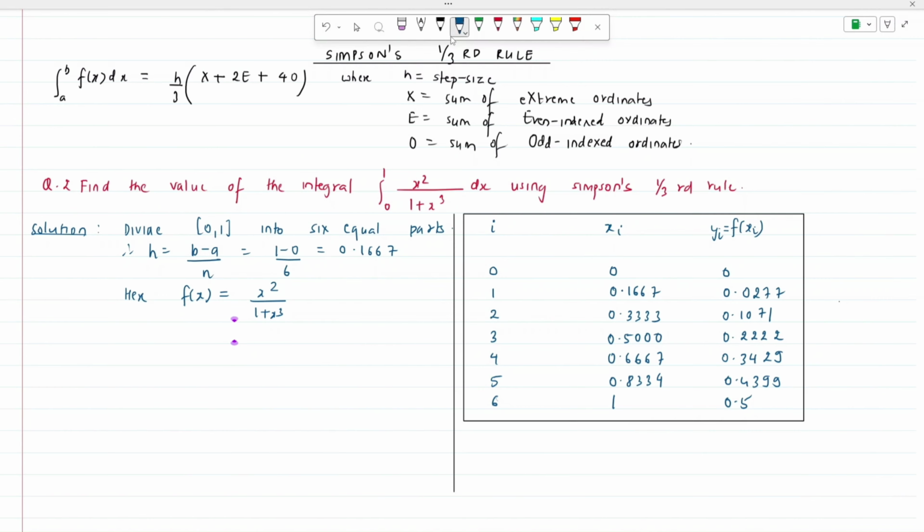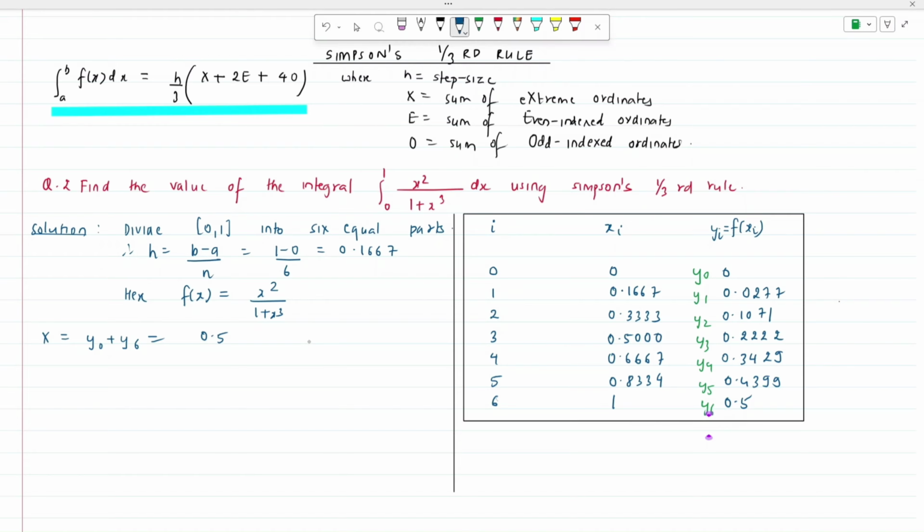So with this we are ready with the table values. Now we'll start developing the values that we need to substitute in the Simpson's 1/3 rule formula. So we need X, which is the sum of extreme ordinates, and here we have y0, y1, y2, y3, y4, y5, and y6. It's easy to map these to the index i which we have over here. So now X is going to be y0 plus y6. That's the sum of 0 and 0.5, which is 0.5.